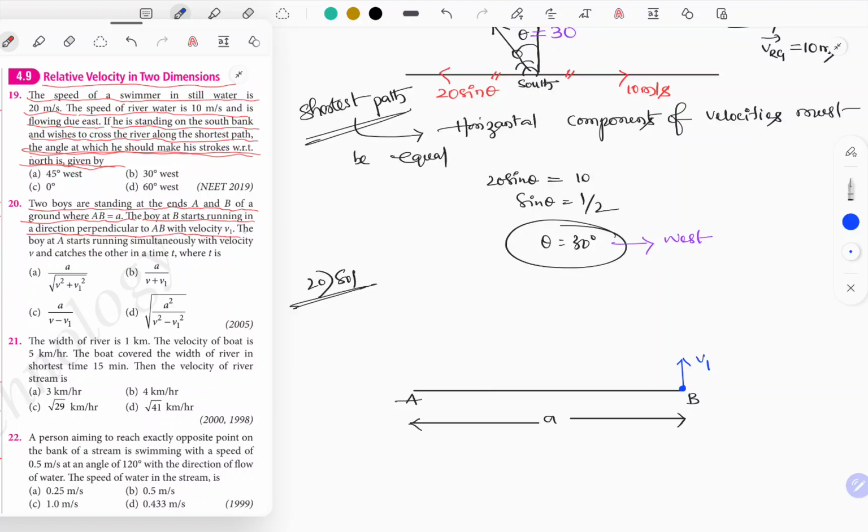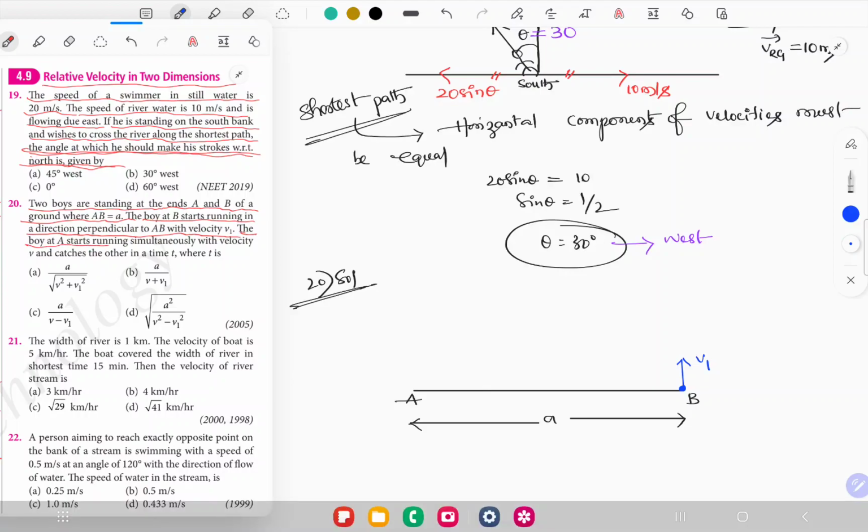The boy at A starts running simultaneously with a velocity v and catches the other in time t.